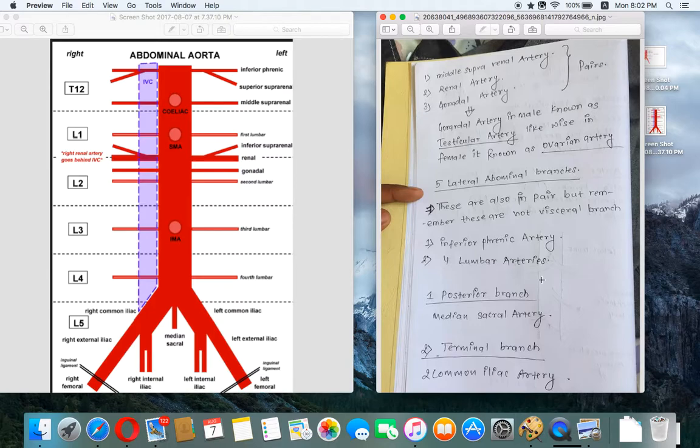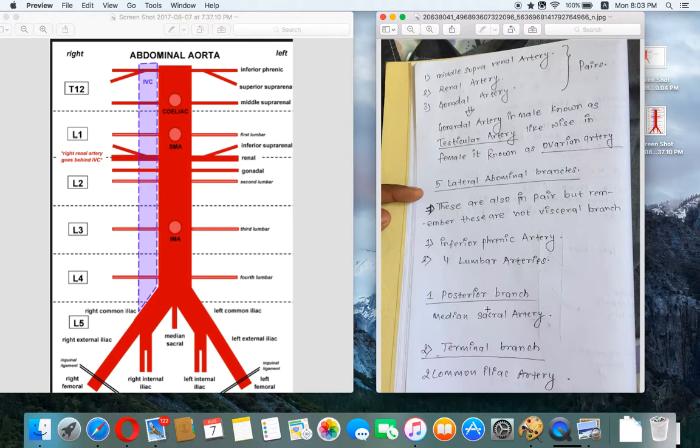Now the fifth thing we are going to study is the posterior branch of abdominal aorta, and that is median sacral artery. Median sacral artery, and it lies here. We see from the posterior side, it goes down as median sacral artery. It is a posterior branch.